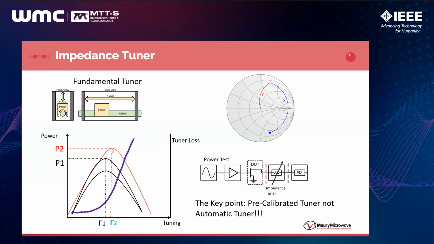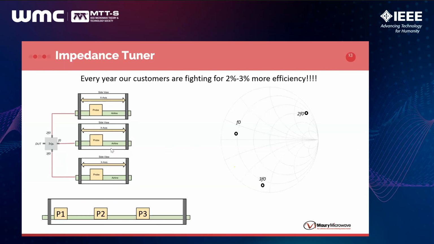This brings the accuracy part of it. Of course, our customers every year are fighting for these 2-3% efficiency and want to be more efficient. So along the years, there have been a lot of developments. One of them, for example, is the harmonic tuning using cascaded tuners or tuners with triplexers, or what we call the multi-harmonic tuner, where we have one structure that controls the 3 harmonics independently. So you are able to tune everywhere you want on the Smith chart for the 3 harmonics.